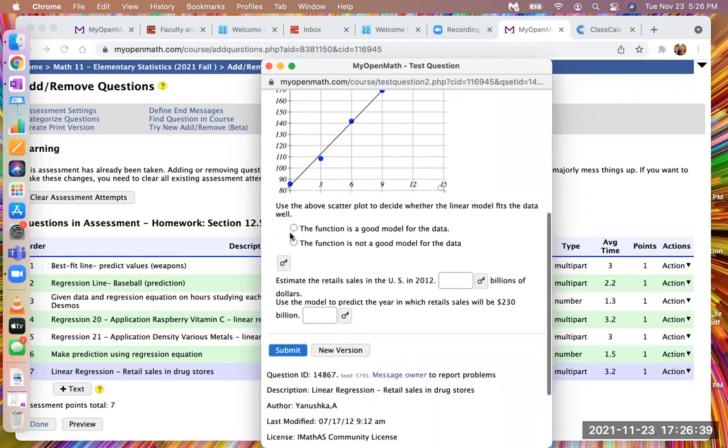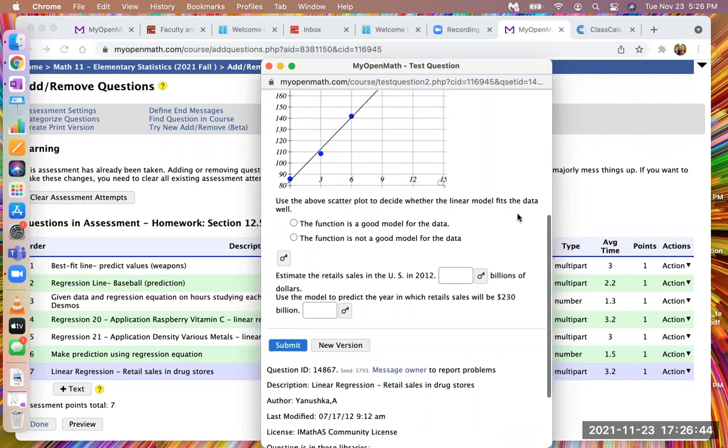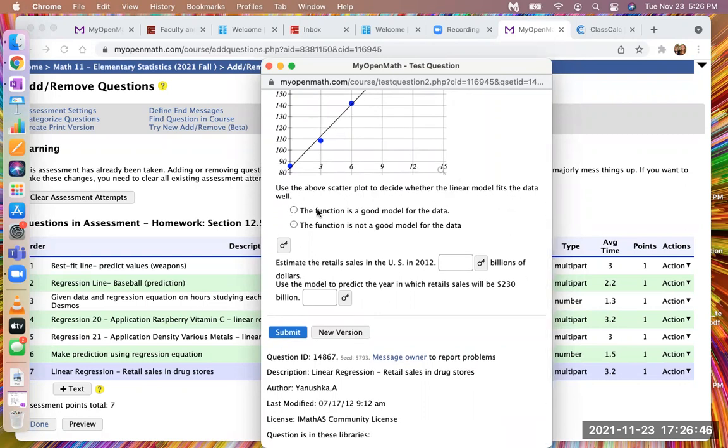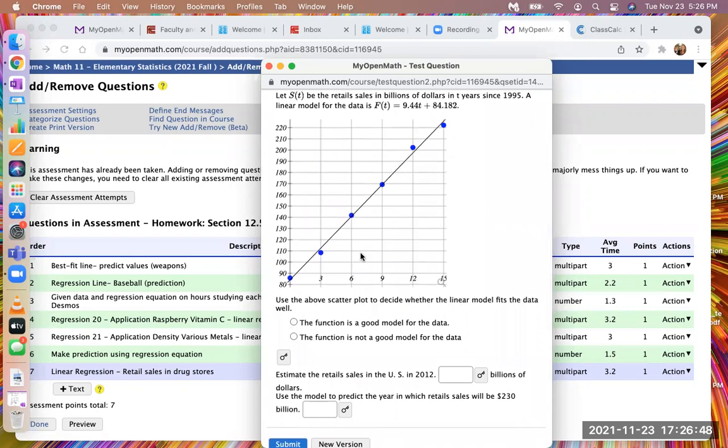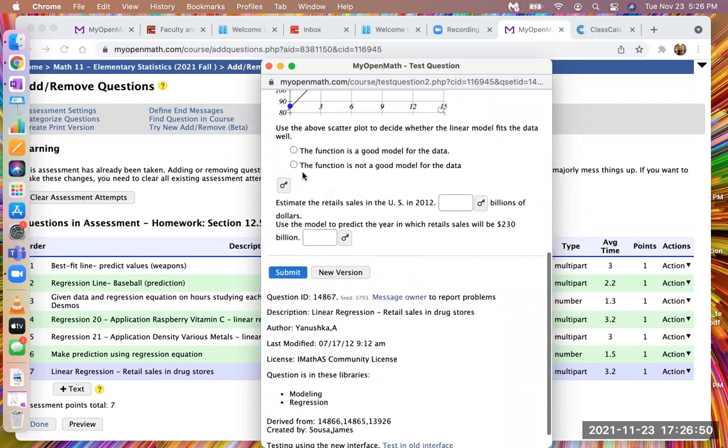drawn over it here, and it says use the above scatter plot to decide whether the linear model fits the data well. I would say for sure. It looks like almost all the points lie exactly on the line. So I would say the function is a good model for sure.